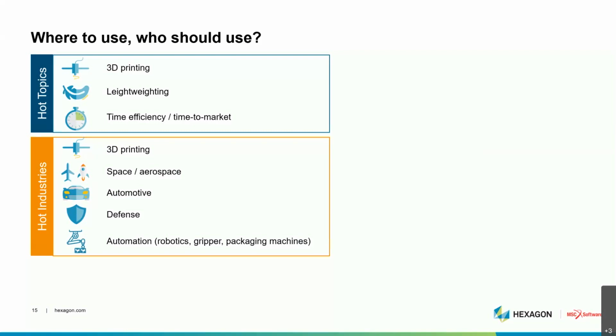For defense, of course, and for automation. Automation, everything that needs to be moved needs to be lightweight. This is saving time and energy. So robotics, gripper, packaging machines, all of this. We are doing some very good tests with a big packaging machine producer, and we have done a gripper for them, and they have saved a lot of time for the design process, because it's very complex to design these lightweight grippers. But as well, they saved more weight, and the grippers can more easily be moved very fast during the packaging process.